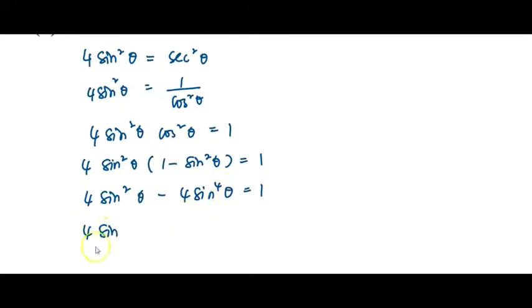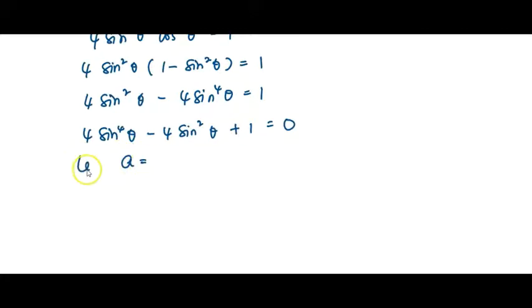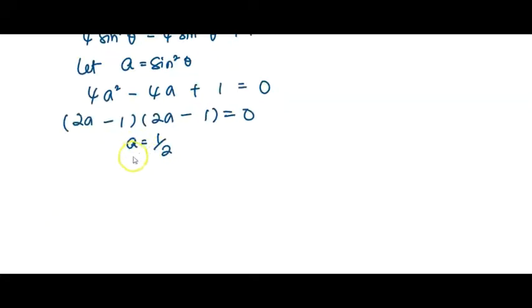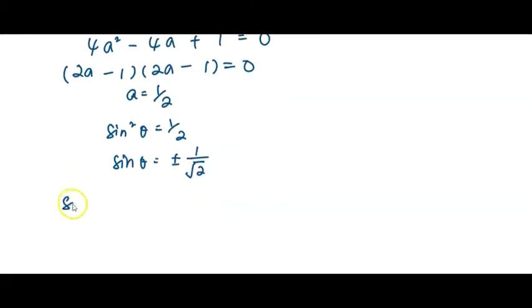Okay, arrange it nicely. I would like the A to become sine square theta. Then my equation will become 4A squared minus 4A plus 1 equals 0. Then I'll try to solve for A first. Here I have A equals 1 over 2, and A is your sine square theta, right? So replace back sine square theta equals 1 over 2. So your sine theta will be positive or negative square root of 1 over 2. Alright, so now I'm going to solve for the two equations.